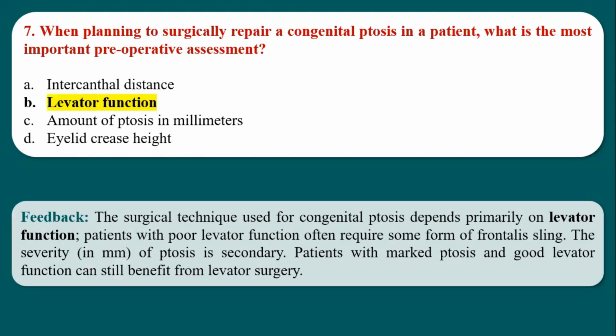The surgical technique used for congenital ptosis depends primarily on levator function. Patients with poor levator function often require some form of frontalis sling. The severity in millimeters of ptosis is secondary. Patients with marked ptosis and good levator function can still benefit from levator surgery.